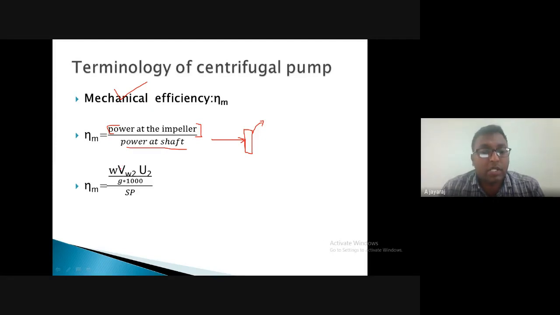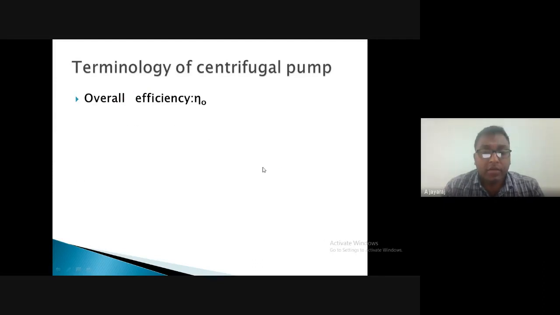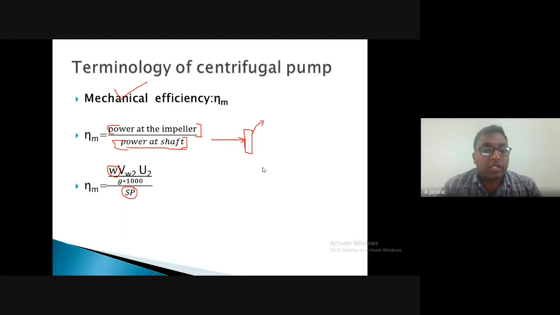Which is given by this equation: W times VW2, the whirl velocity at the exit, multiplied by the tangential velocity of the impeller, over the acceleration due to gravity. W is nothing but the specific weight of the water. This is divided by the shaft power, that is the input power to the shaft. The power that has been supplied to the shaft is called the shaft power. So this is the mechanical efficiency equation. The derivation part we will not be looking at. This is the simplest expression which we can use in order to solve a few numericals.